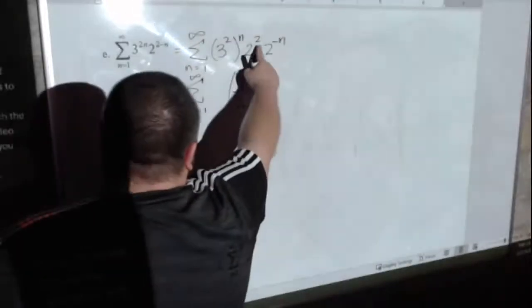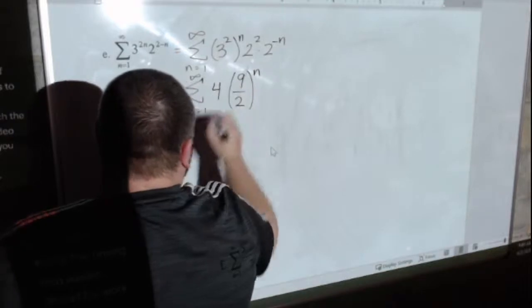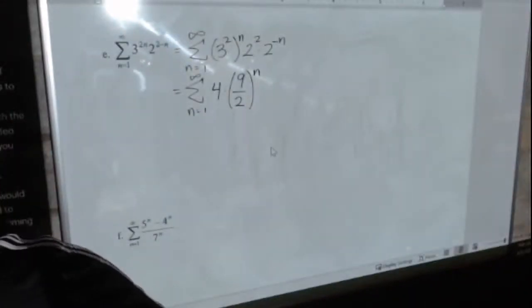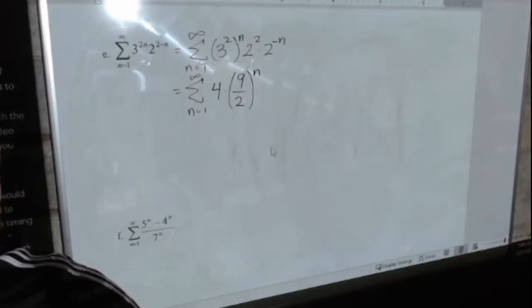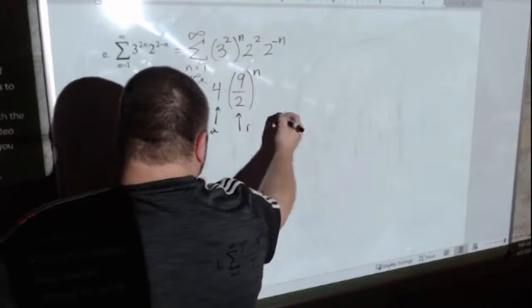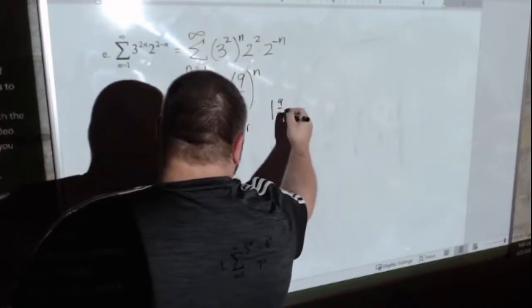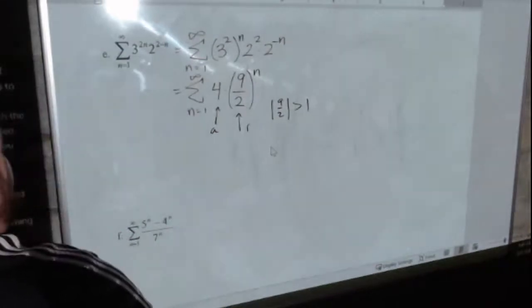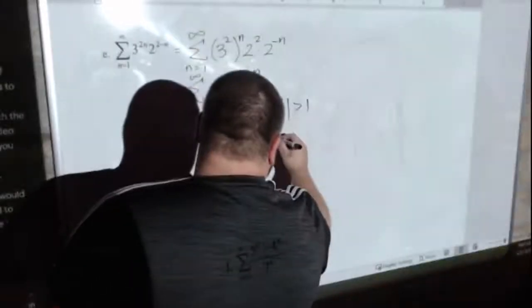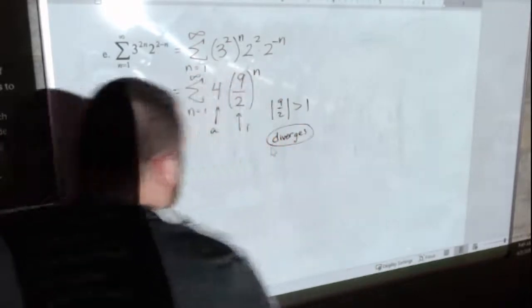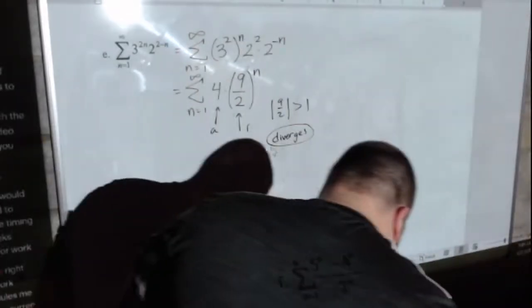And then 2 squared is 4. So A and R, we need the absolute value of R. Well, in this case, it's greater than 1. So we can stop here. This diverges. And therefore, we cannot find the sum.